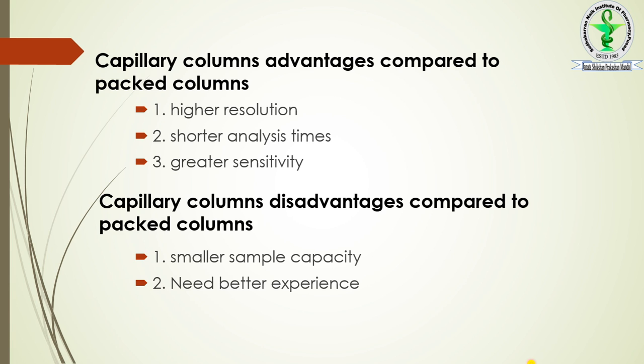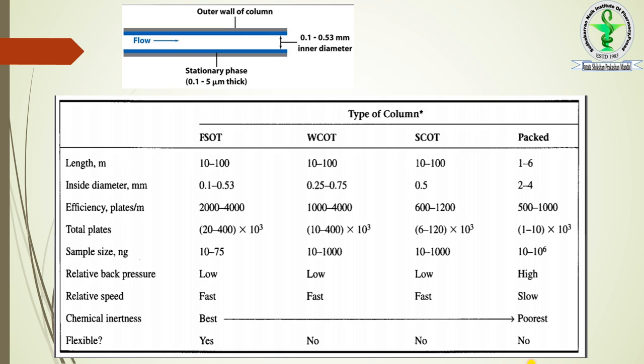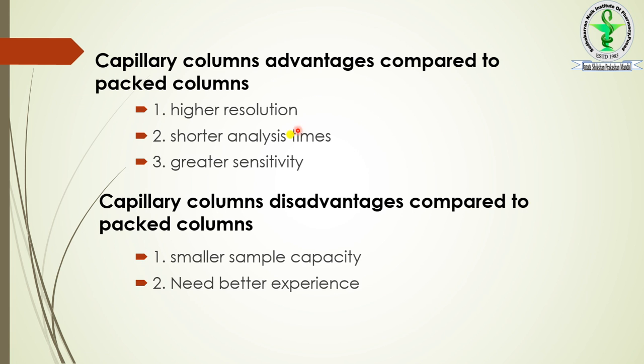High resolution. We just studied short analysis time, greater sensitivity. Okay, which we have studied here. In packed columns and here, the speed is fast, somewhat flexible. Inertness is the best, and in the case of the other, it is poorer. So higher resolution, short analysis time, and greater sensitivity compared to the packed columns.